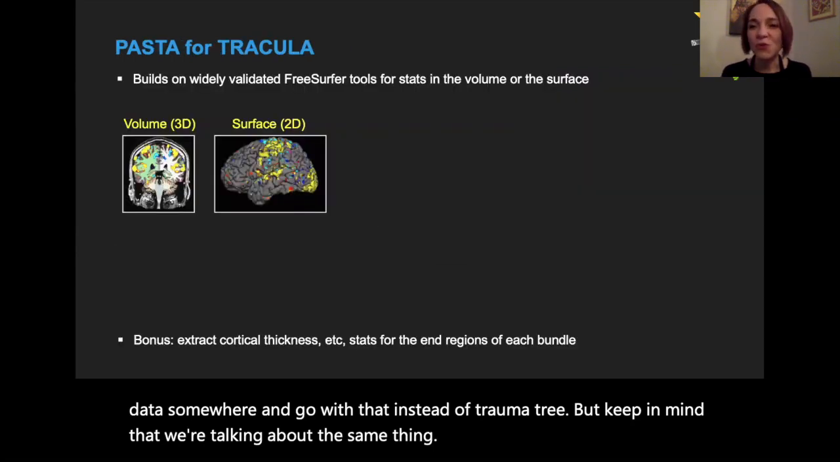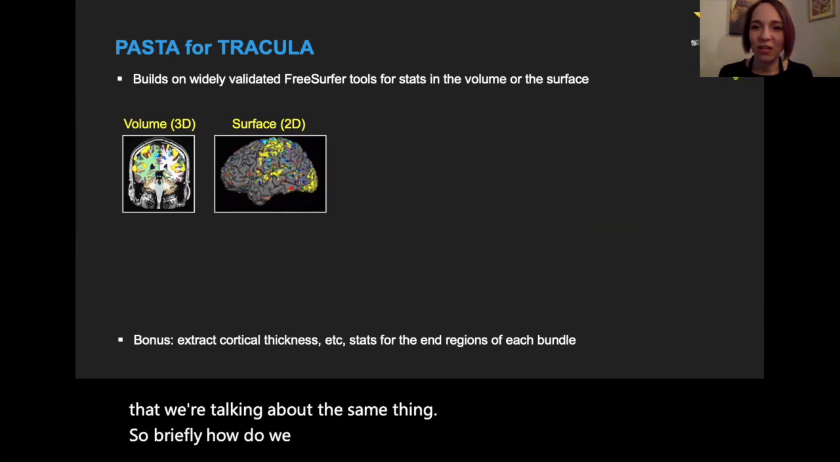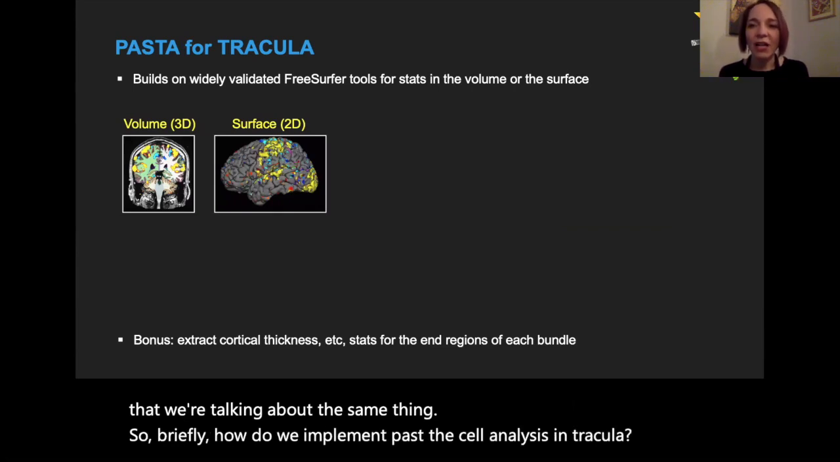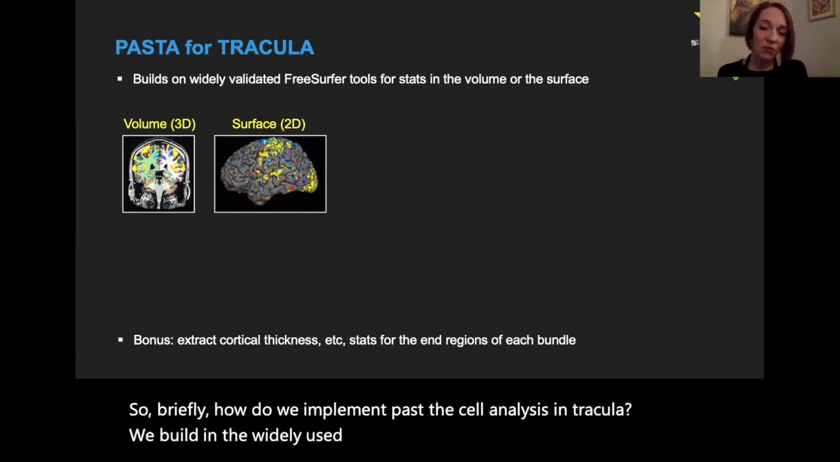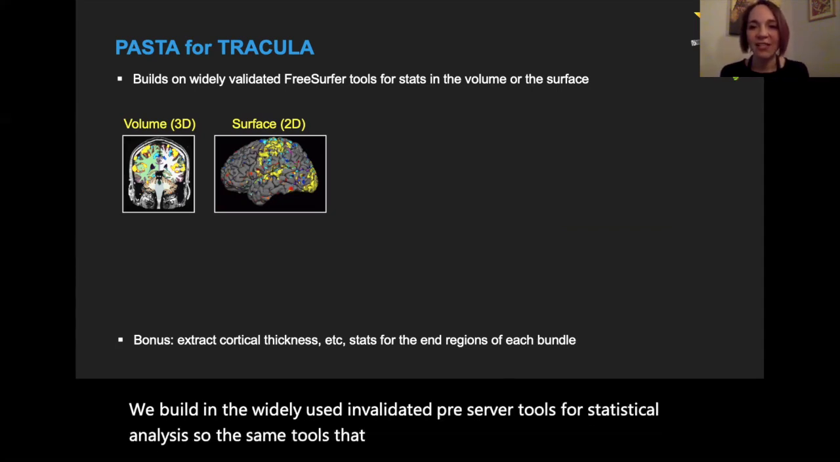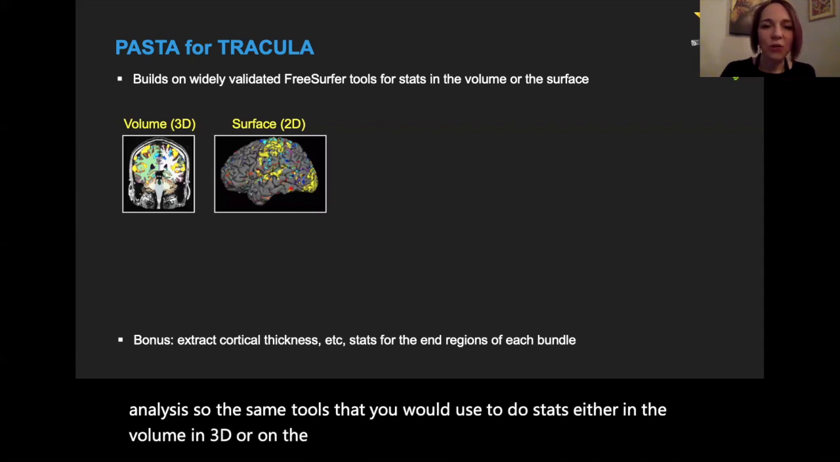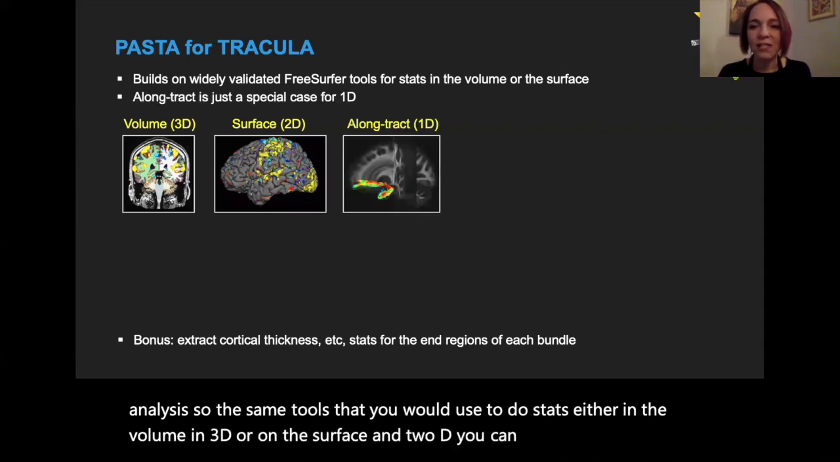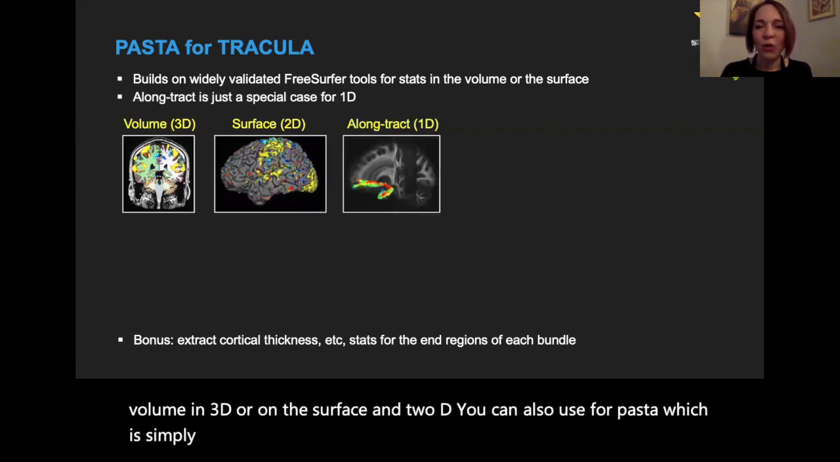So briefly, how do we implement PASTA-style analyses in Tracula? We build on the widely used and validated FreeSurfer tools for statistical analyses. So the same tools that you would use to do stats either in the volume in 3D or on the surface in 2D, you can also use for PASTA, which is simply a special case where we only have one dimension, the along-track dimension.